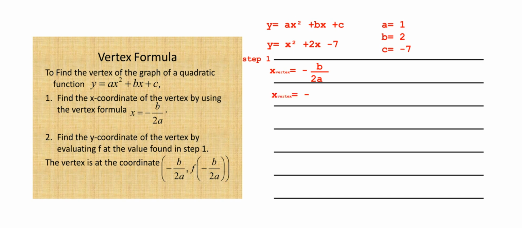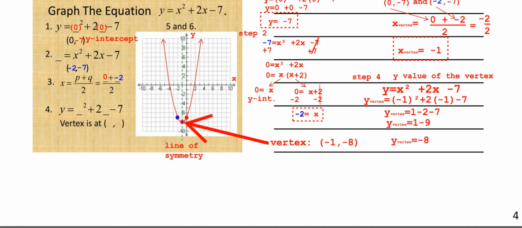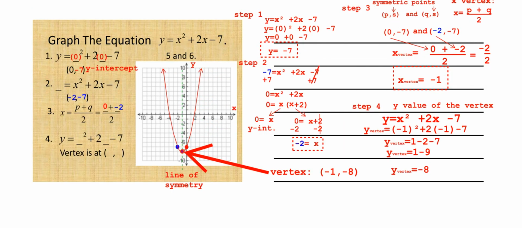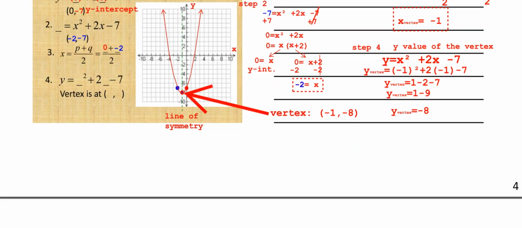So x value of the vertex, there's a negative. Then the b value turns out to be 2, divided by 2 times the a value of 1 in this case. And let's simplify it out. On the top, it's still 2. 2 times 1 on the bottom, still 2. 2 divided by 2 now gives us, hey, look at that, we get negative 1. What did we get in the previous problem? We also got a negative 1, right, for the x value of the vertex.